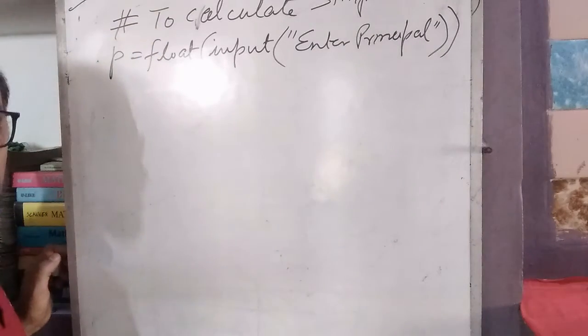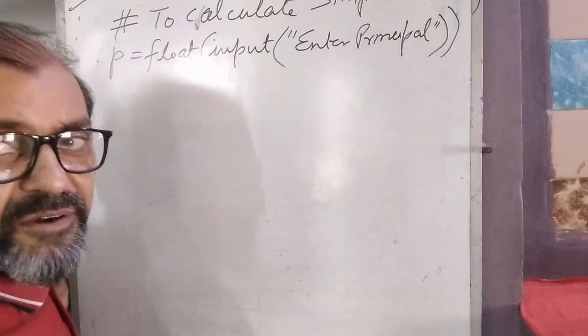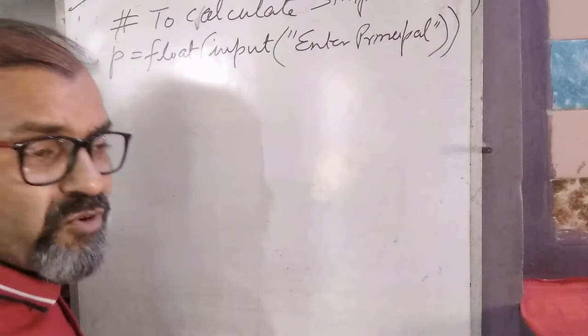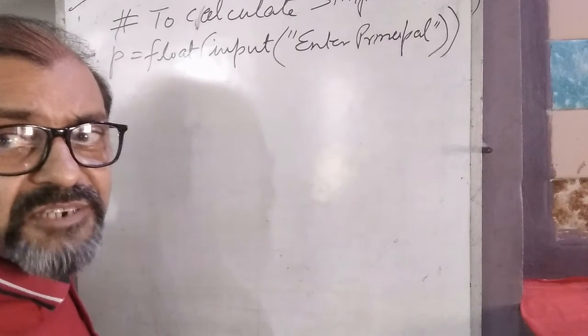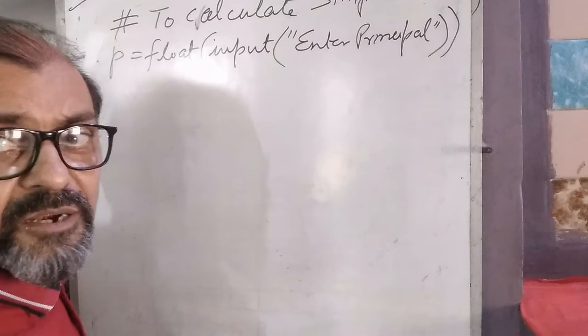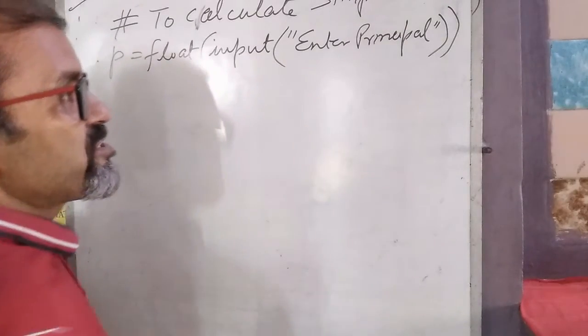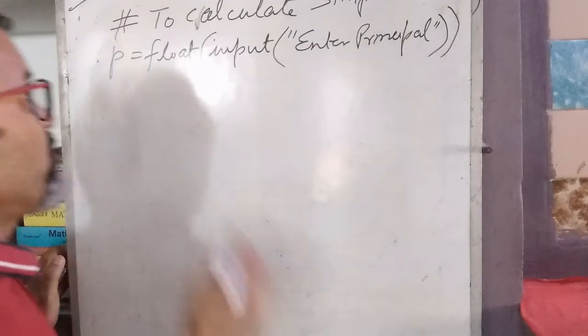Enter principal. It will prompt the user to enter principal so that the user can recognize what is to be done on the screen. Otherwise your screen will be blank and the cursor will be blinking. We will not be able to know what is to be done there, right? So once this is prompted, the user is capable of understanding what is to be done as input.